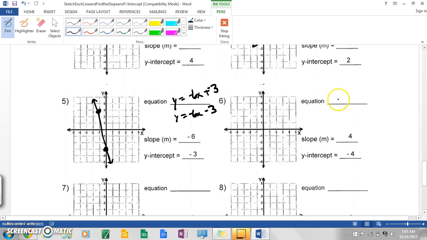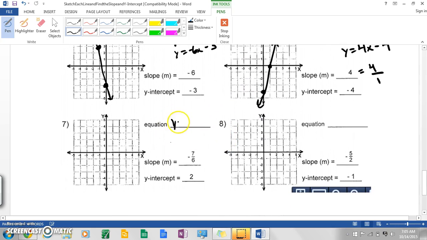My equation for 6: y equals 4x plus negative 4, or y equals 4x minus 4. They're the same thing. My y-intercept is going to be negative 4, slope 4. You know, if it's a whole number, we can write it 4 over 1. So 4, 1, 2, 3, 4 over 1. There are my two lines.